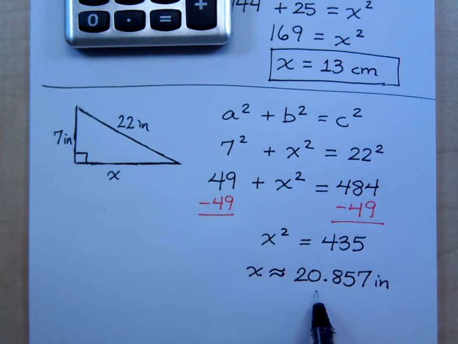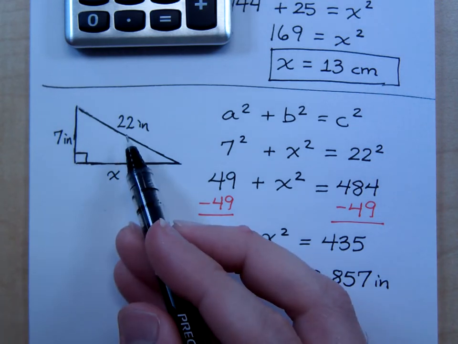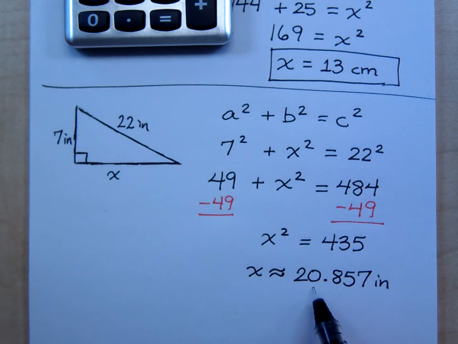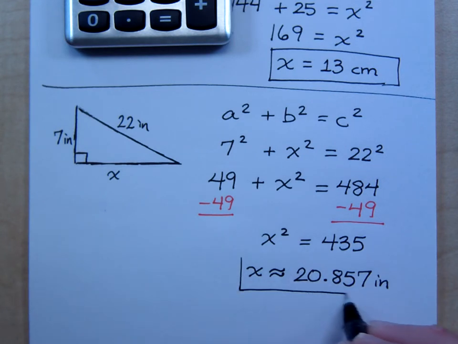Now, does this answer make sense? What do we say about the hypotenuse and how it relates to everything else? It's always the longest side, right? So we have to make sure that 22 inches stays the longest side, the largest number. And it does.